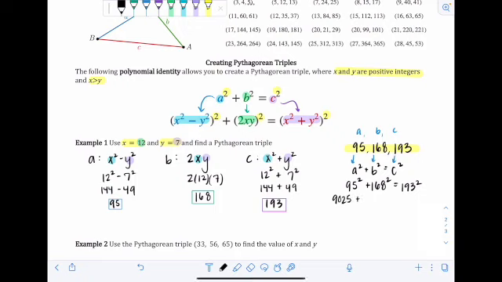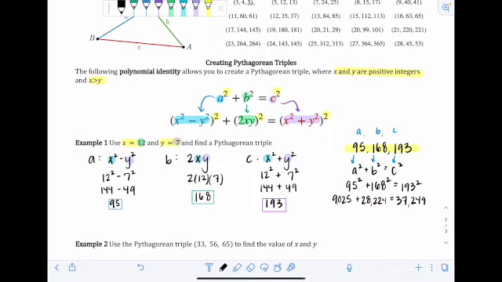And then 168 squared is 28,224. And then 193 squared is 37,249.